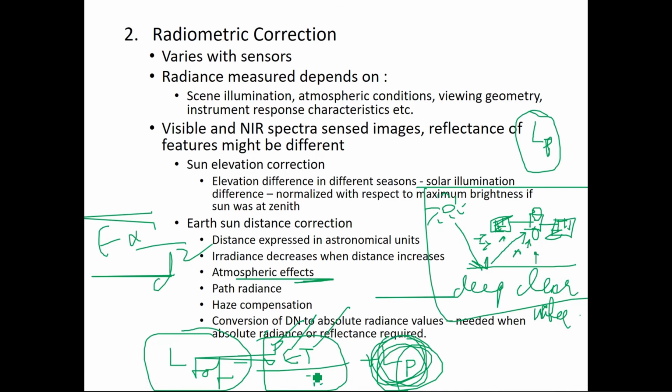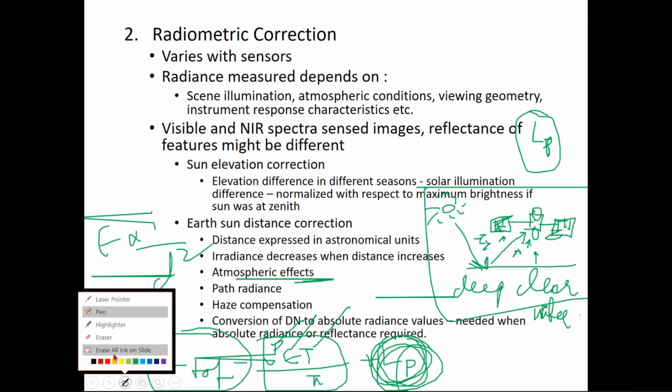That means the rho by pi will be equal to zero, and the only radiance that you collect will be LP, which is my path radiance, right? So if I subtract that path radiance, or that particular value, from all the pixels, I will get a corrected image, isn't it? Yes or no? Did you understand? So that is one correction for radiometric correction. I hope it is clear. It is one example of radiometric correction.